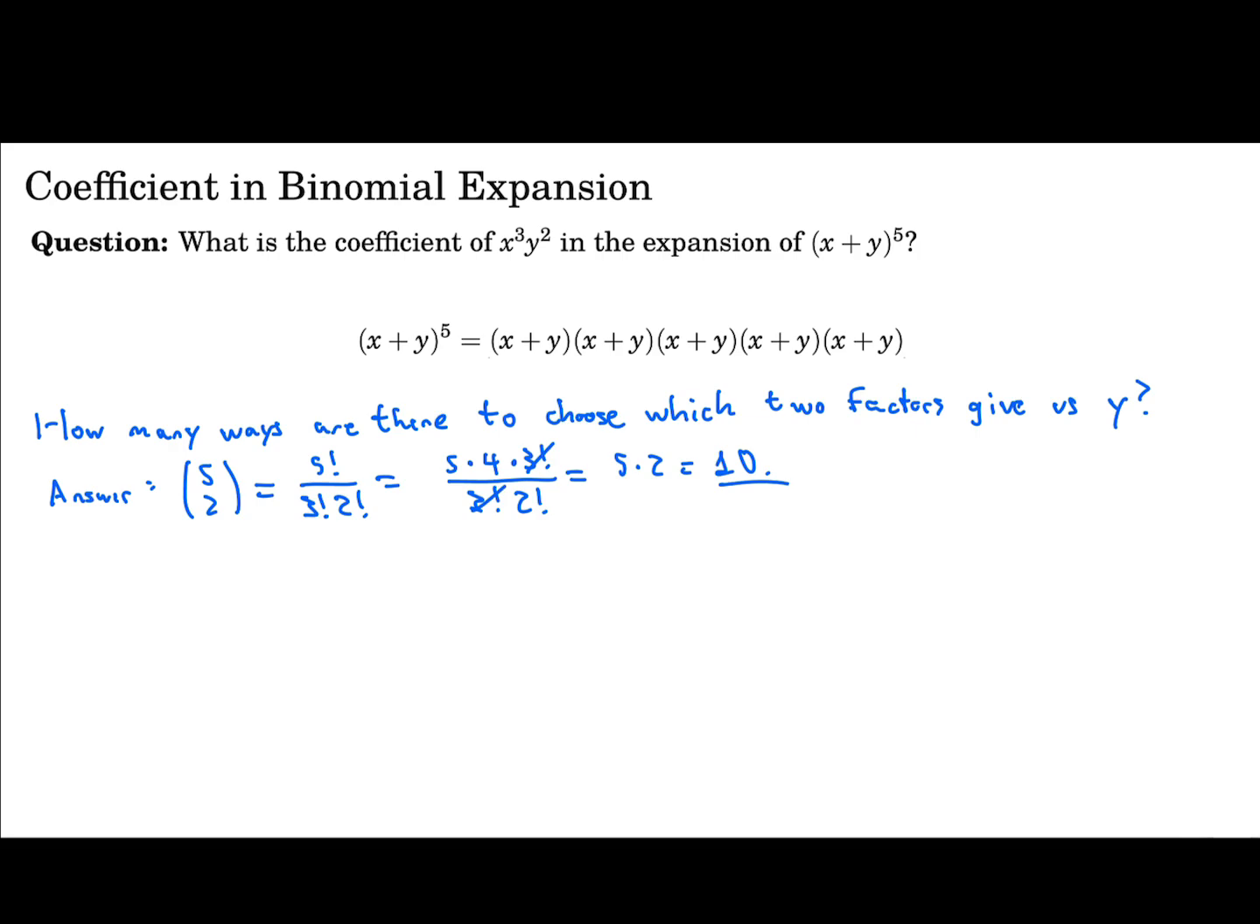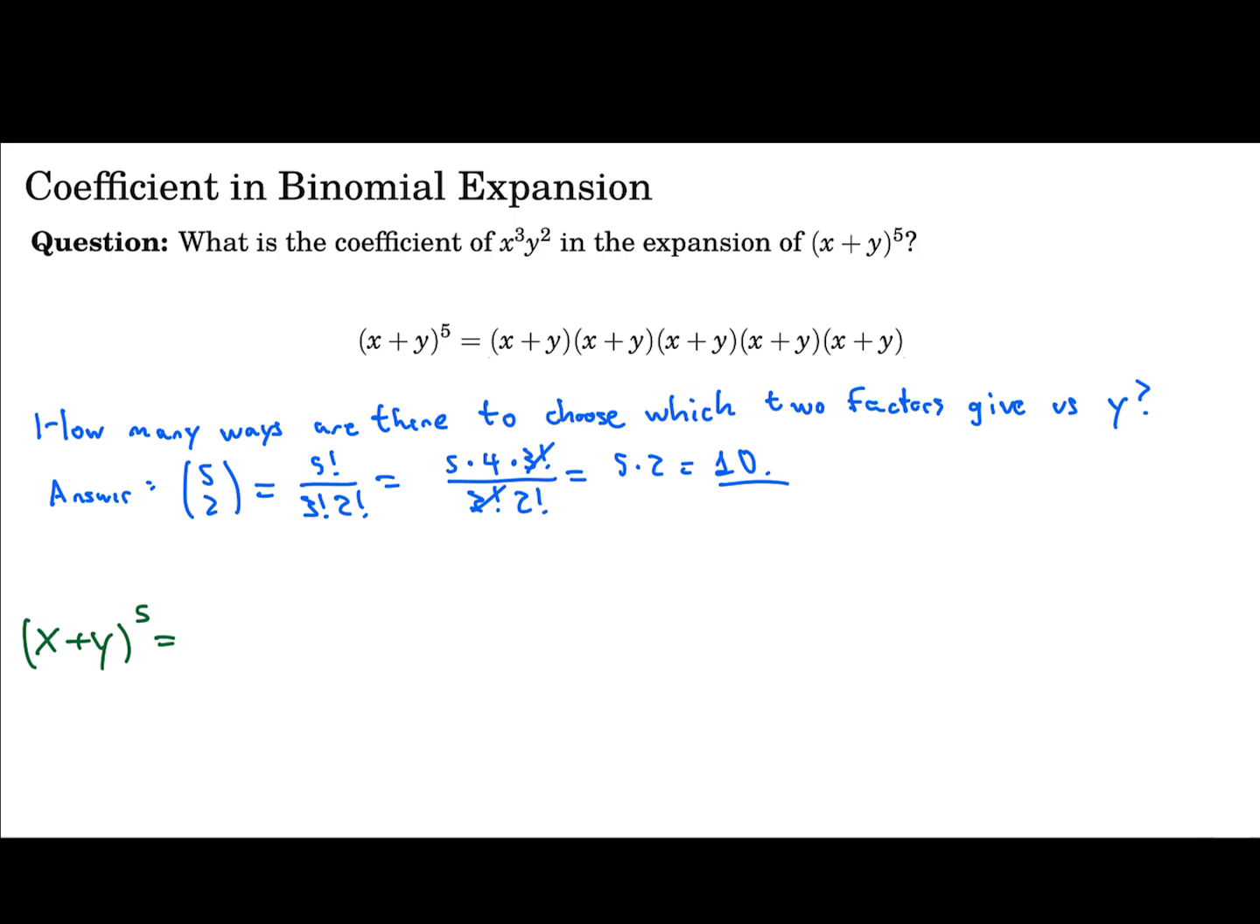What is the coefficient of x cubed y squared? If you open this out, it'll be 10. More generally, you can apply that to find all the coefficients, and this will give you a nice little formula. So let's see how that works out. Let's put it in a different color. So let's say (x + y) to the power of 5.